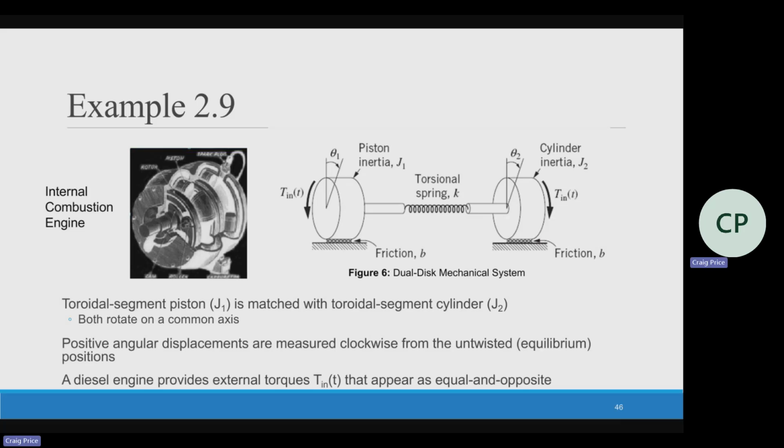And there is a spring in between the two. Notice there's also friction. So these are in some kind of housing. There's going to be some friction. And usually there's maybe some oil there to reduce some of that friction, but ultimately there is some kind of B value that we have to take into consideration.